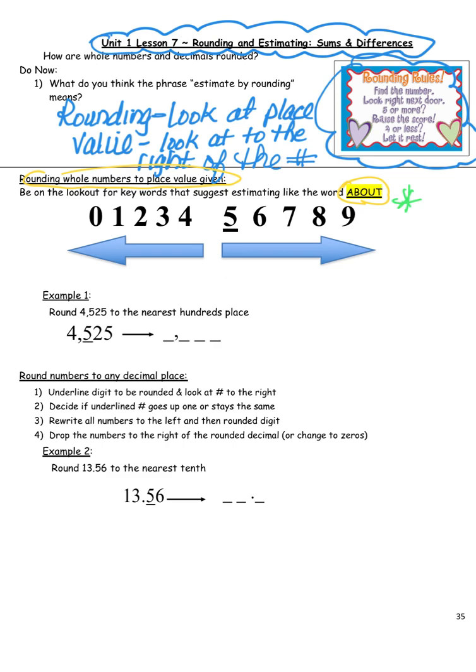And here's just a visual here. If it's 5 or more, we up the score, we go up. If it's 4, 3, 2, 1, or 0, we stay the same. Okay, so let's take a look at a couple of examples. Example 1: round 4,525 to the nearest hundreds place.